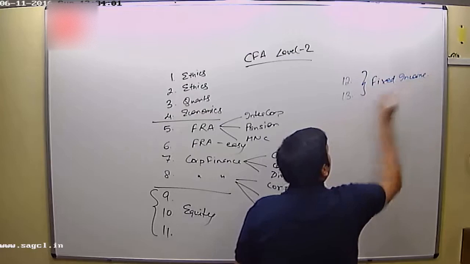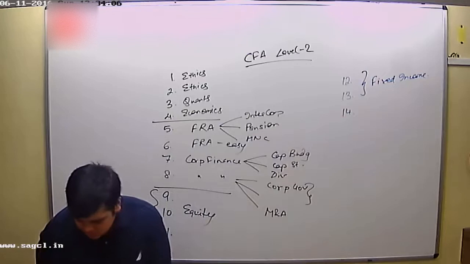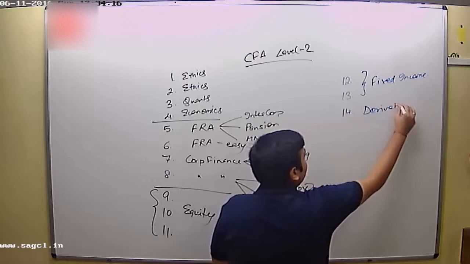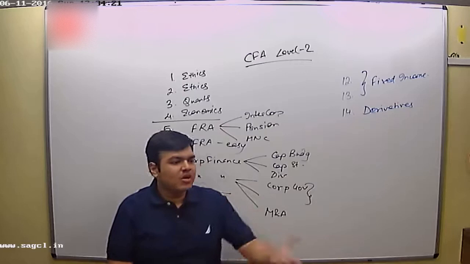You have your fixed income in the fourth book, just a moment, and you have your derivatives over here. Fixed income mein kuch khas change nahi hua hai. Fixed income again, you understand spot rates, volatility rates and all that is going to be there.